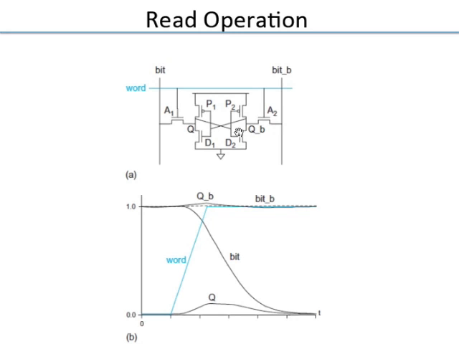If Q was 1 and Q bar was 0, then bit bar will discharge. So depending on the value, one of bit or bit bar discharges. In this case, the word line turns on to activate the cell. The cell access devices A1, A2 are the access transistors, so that is turned on.